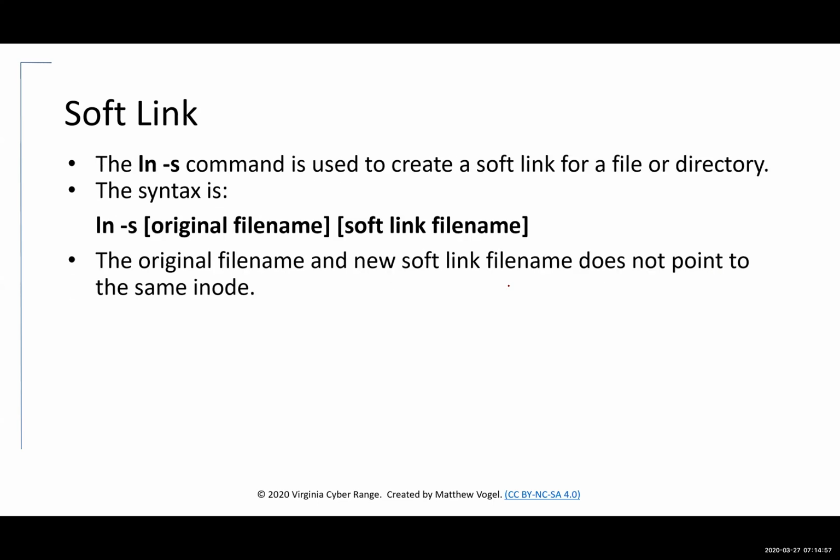The ln -s command is used to create a soft link for a file or directory. And then here's the syntax: ln -s, original file name, soft link file name. The original file name and the new soft link file name do not point to the same inode, right?